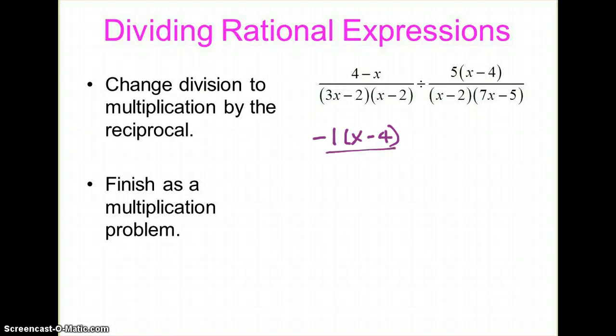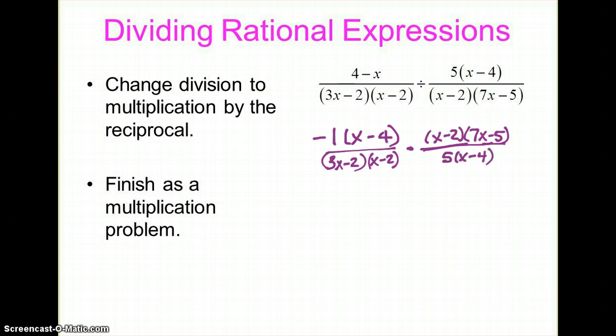So, rules of division of fractions. You take the first fraction and you keep it the way it is, so we're not changing that one. Again, I've already done the factoring for you. And then the second fraction, however, I need to flip. What's in the denominator goes to the numerator and the numerator to the denominator. So it ends up looking like this: x minus 2 and 7x minus 5, and then the denominator is 5x minus 4.